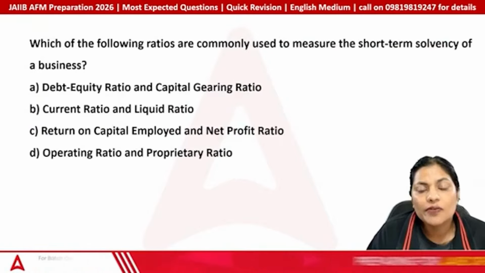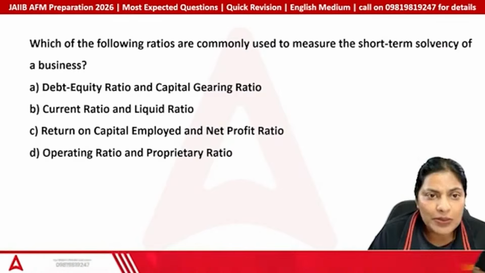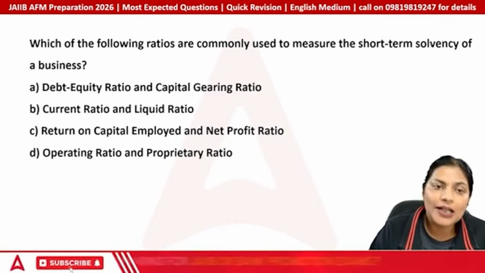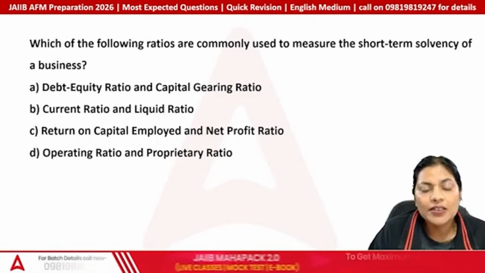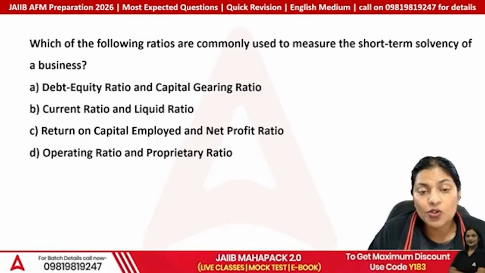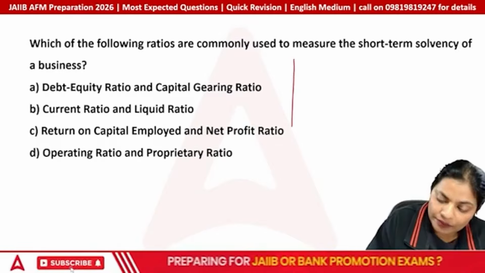Then, which of the following ratios are commonly used to measure the short-term solvency of a business? Debt equity ratio and capital gearing ratio, current ratio and liquidity ratio, return on capital employed and net profit ratio, operating ratio and proprietary ratio. What do you think would be the right answer?